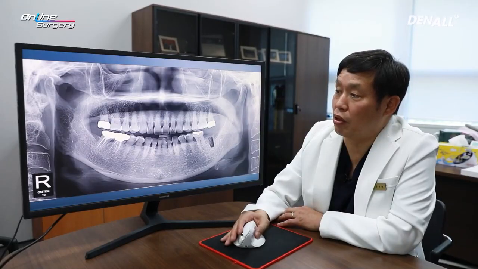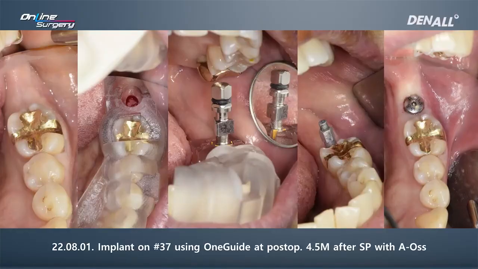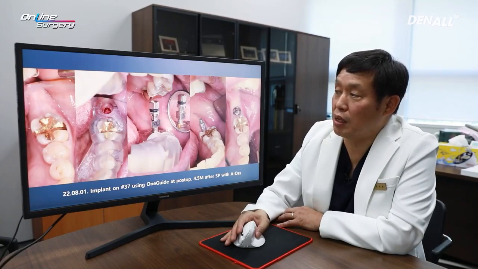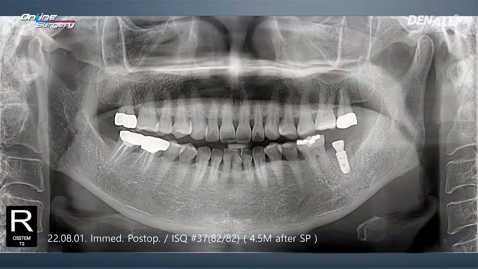I did not think that there will be additional bone graft needed. You can see it has been healed nicely. OneGuide is connected in this middle. In order to use smart abutment, triangle form is being tested on the implant driver. Positioning was done, ISQ was measured, healing abutment was connected. ISQ value was at the time 82, so very favorable.